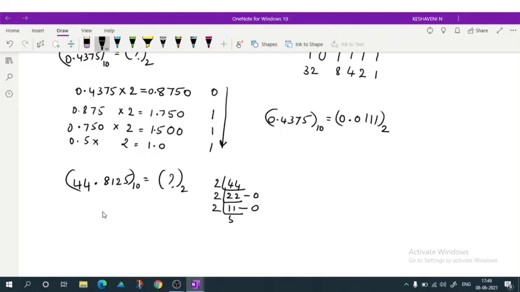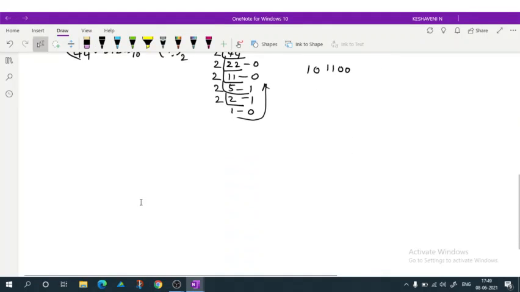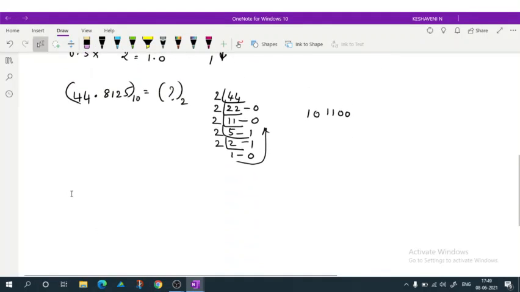2 5s are 10, remainder 1; 2 2s are 4, remainder 1; 2 ones are 2, remainder 0, like this. So this is 101100. Now I'll do 0.8125 multiplied by 2.